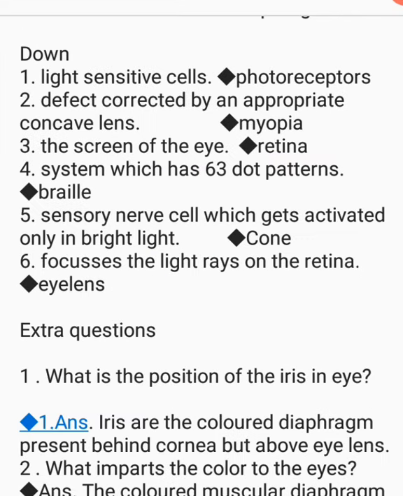Now the downwards: light sensitive cells, photoreceptors; defect corrected by an appropriate concave lens, myopia; the screen of the eye, retina; system which has 63 dot patterns, Braille; sensory nerve cell which gets activated only in bright light, cone; focuses the light rays on the retina, eye lens.